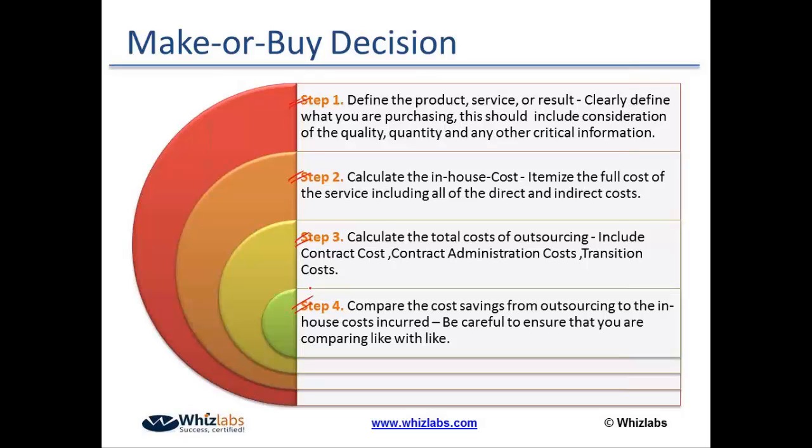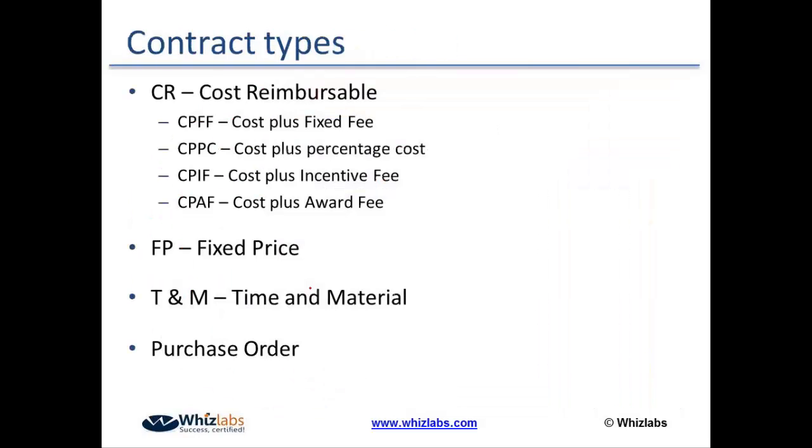Now, the most critical part, I have to decide what type of contract is more suitable for me. That entirely depends on what product I'm purchasing. In order to understand it better, we have to understand different types of contracts. Take a look at the current slide. We are mainly talking about three different types of contracts: cost reimbursable contract, fixed price contract, time and material contract.